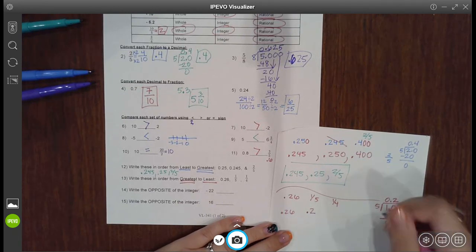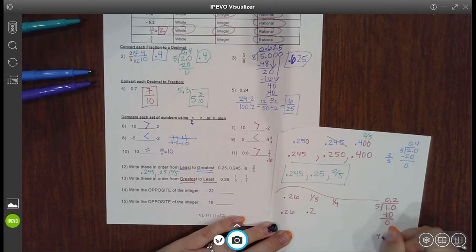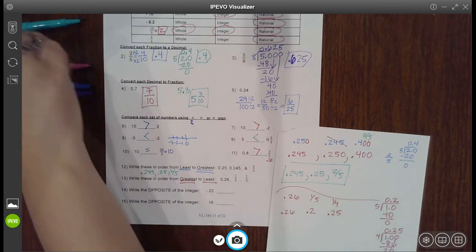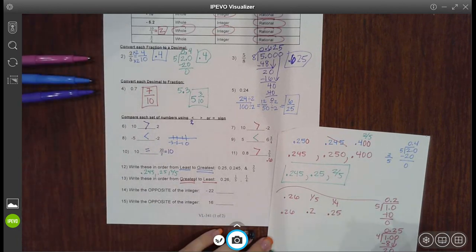I also need to change 1/4 to a decimal. So 4 goes into 1. Remember, top dog goes inside the house. 4 can't go into 1, so add a decimal and a 0. 4 goes into 10 2 times. 4 times 2 is 8. When I subtract that, I get 2. Bring down your 0. 4 goes into 20 5 times. Subtract it, you get 0. Finally, you're done, 0.25. Now remember, we always want to make sure that they have the same amount of numbers after the decimal. So let's add a 0 placeholder there. Now they all have 2 numbers after the decimal.